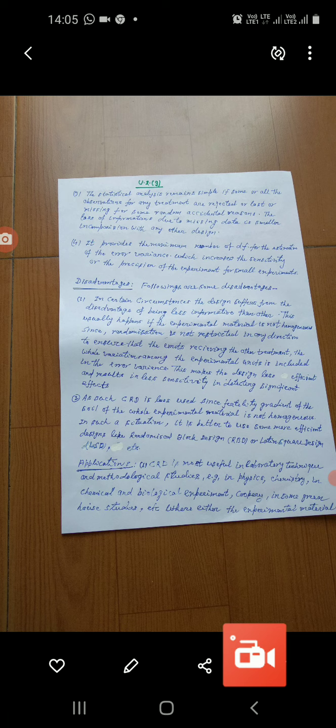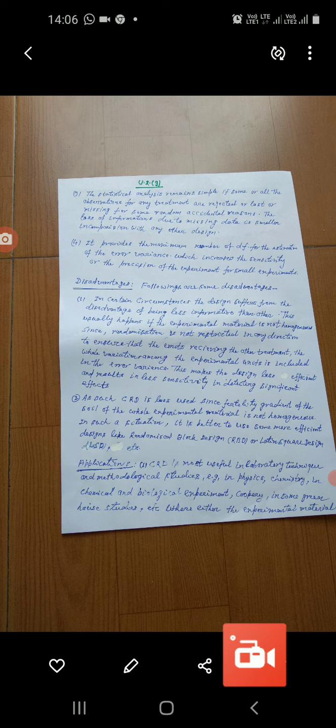Number two, as such, CRD is less used. CRD is not frequently used since the fertility gradient of the soil of the whole experimental material is not homogeneous throughout the entire experimental field, and in such a situation it is better to use some more efficient designs like the randomized block design, that is RBD, or the Latin square design, that is LSD, etc. So these are the main disadvantages of this design.